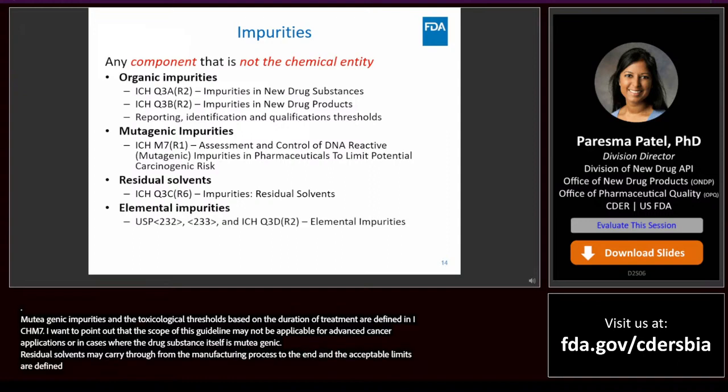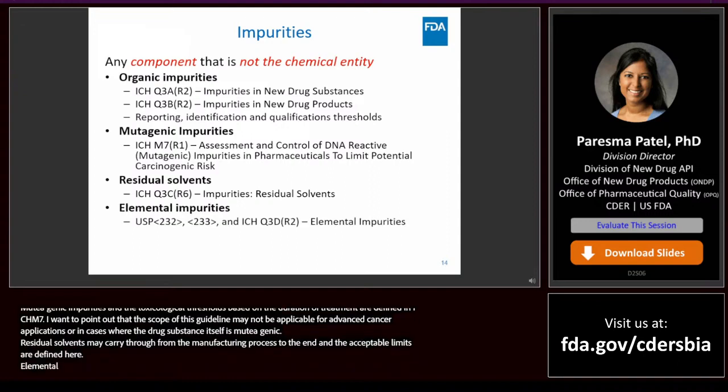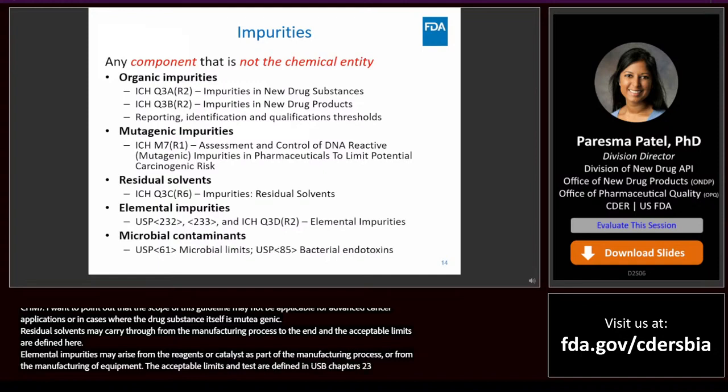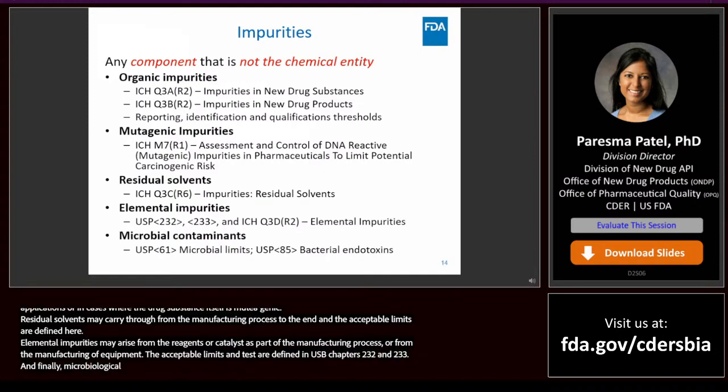Elemental impurities may arise from the reagents or catalysts as part of the manufacturing process, or from the manufacturing equipment. The acceptable limits and tests are defined in USP chapters 232 and 233 and in ICH Q3D. And finally, microbiological contaminants and limits are further defined in USP chapters 61 and 85.